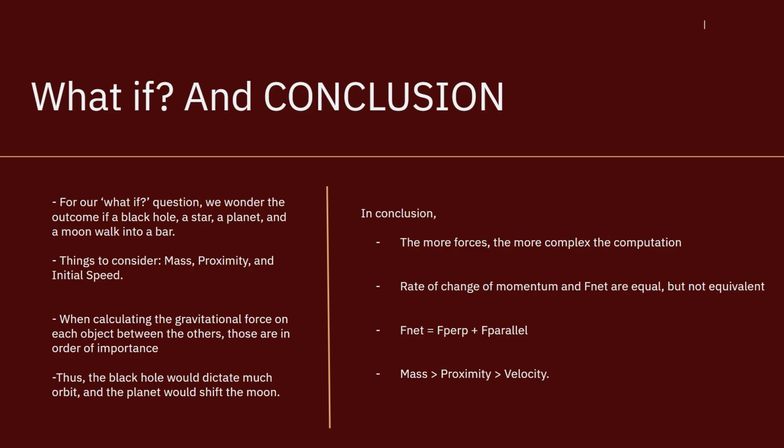Now, for a little bit of a conclusion, we're looking at 4 different parts and 4 takeaways. One, the more forces, the more complex the computation. When we have 4 objects bouncing off each other with different forces, different perpendicular, different parallels, we see a harder computation to understand and to compute. Second is that the rate of change of momentum and F net are equal but not equivalent, if you want to look back to the first equation I gave. The third is that F net is equal to F perp and F parallel, which both have their own indicators of what the object is doing in space. And finally, that mass affects greater than proximity, which affects greater than velocity when looking at a system in space.